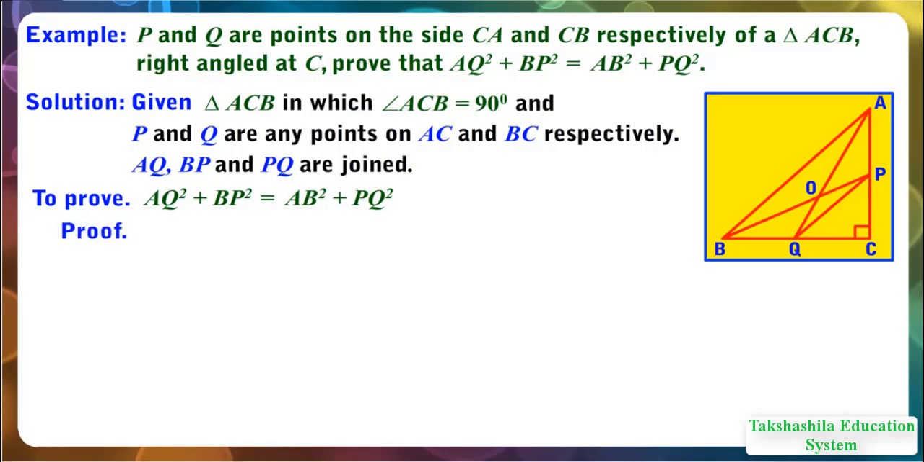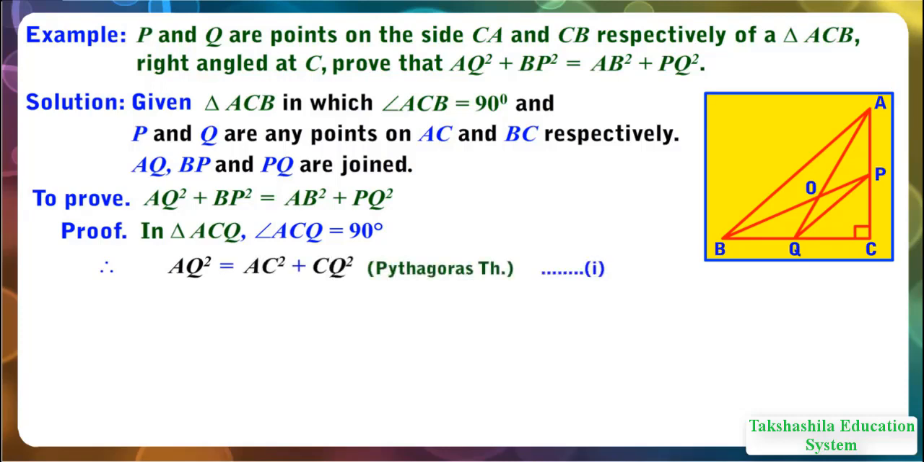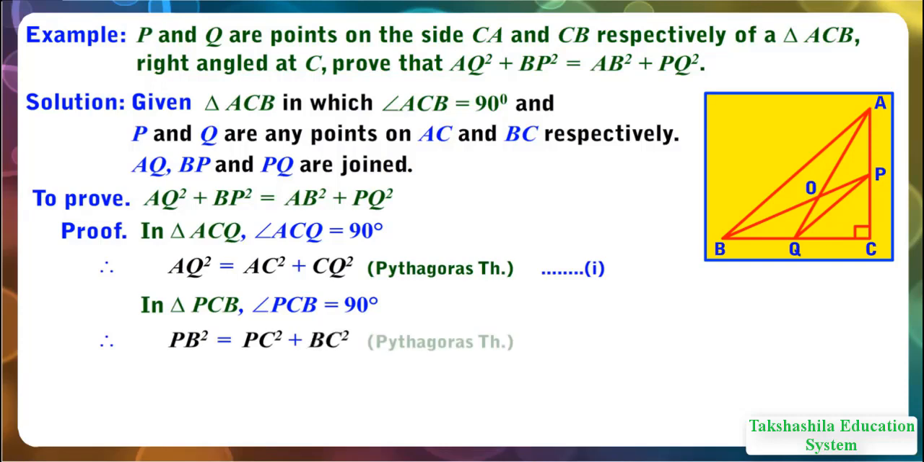Let's see the proof. In triangle ACQ, angle ACQ is equal to 90 degrees. So by Pythagoras theorem, AQ square is equal to AC square plus CQ square. Call this first. Similarly, in triangle PCB, angle PCB is equal to 90 degrees. Once again by Pythagoras theorem, PB square is equal to PC square plus BC square. Call this second.